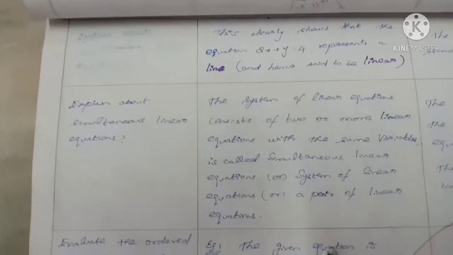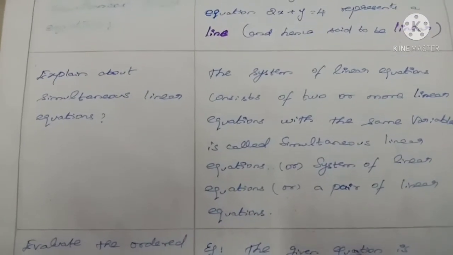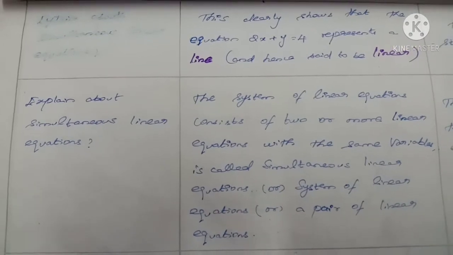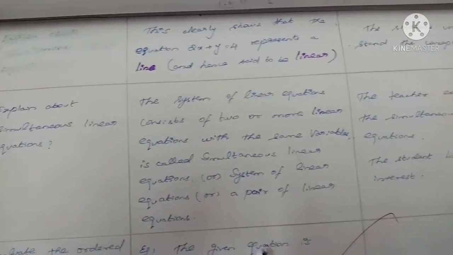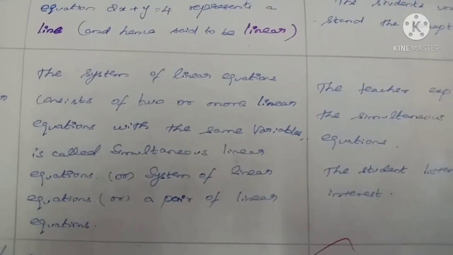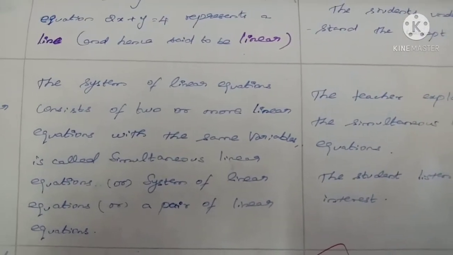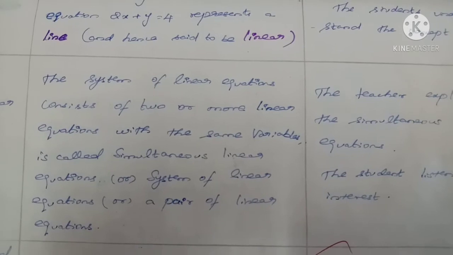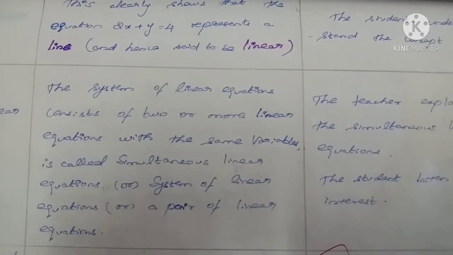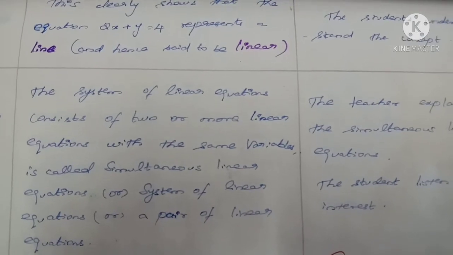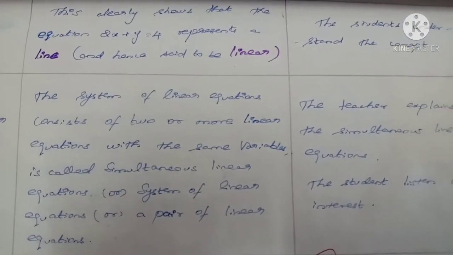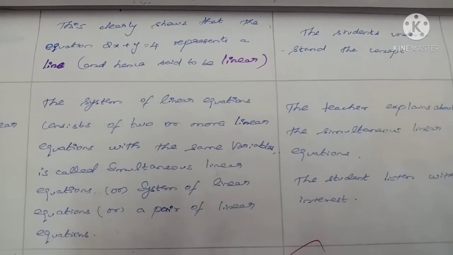In the next row, first box, explain about simultaneous linear equations. The next box, a system of linear equations consisting of 2 or more linear equations with the same variables is called simultaneous linear equations, or system of linear equations, or pair of linear equations.